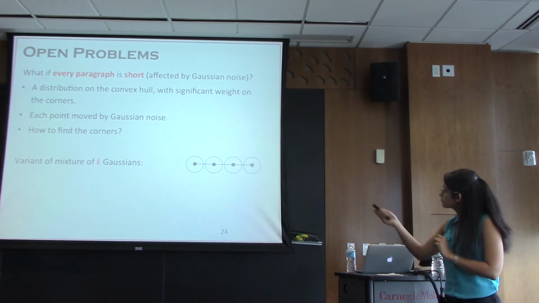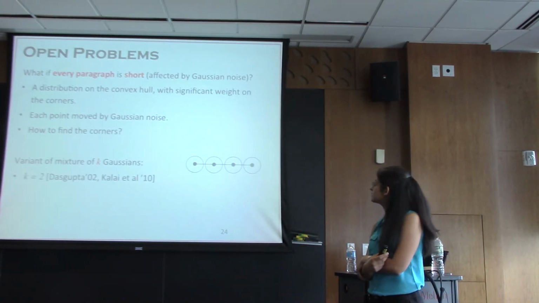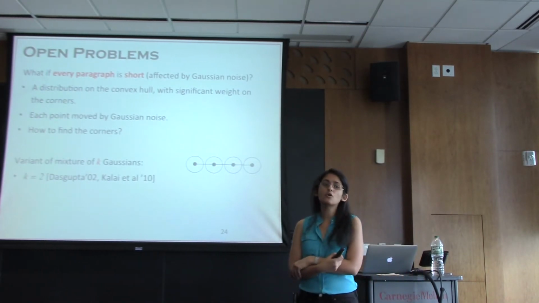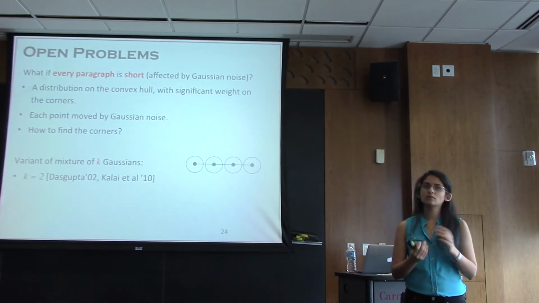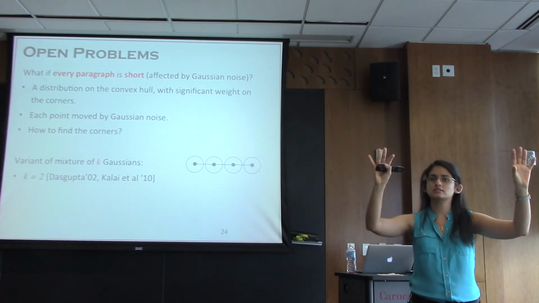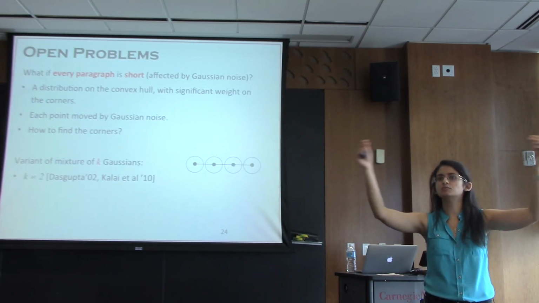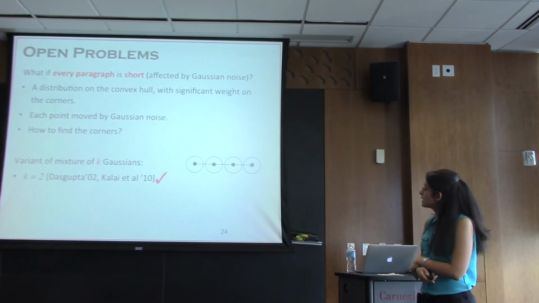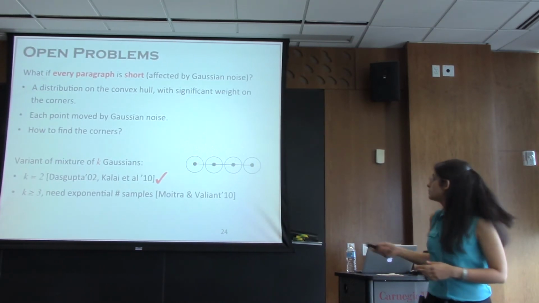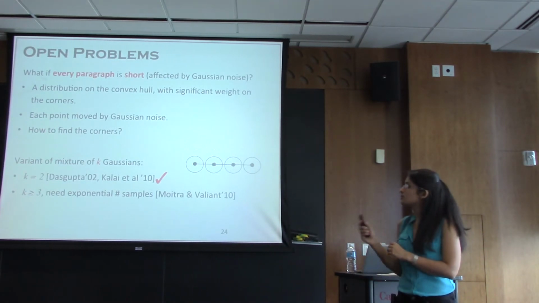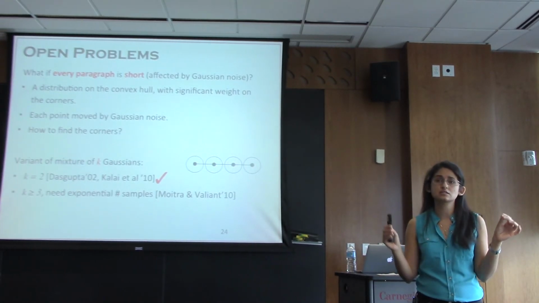But for the problem of finding a mixture of k Gaussians when k is equal to 2, Dasgupta looked at it in 2002, and then later on, a more robust algorithm by Kalai et al. in 2010 shows that if you just have two Gaussians, you can always find their mean. So for us, if we only had two topics, we could find their mean because they would be the two extreme points. But when k is greater than or equal to 3, Moitra and Valiant showed that you need an exponential number of samples to find the mean of these Gaussians.